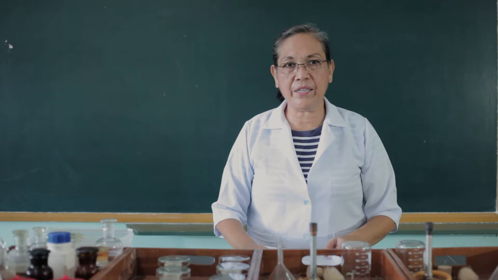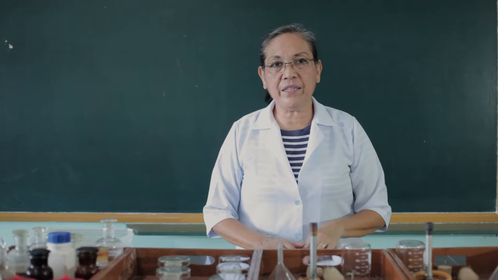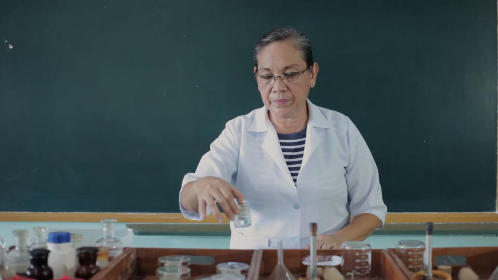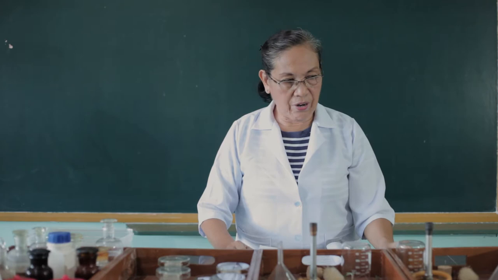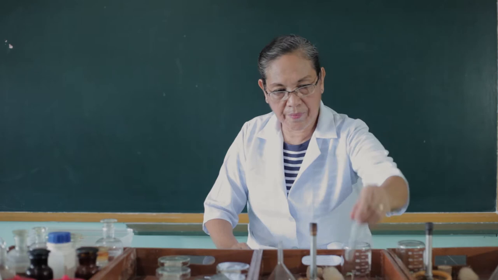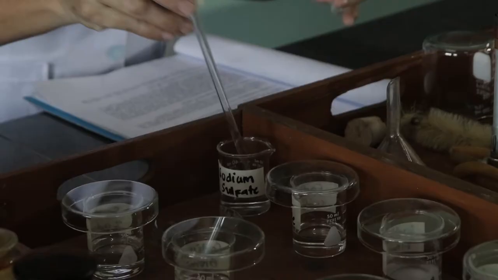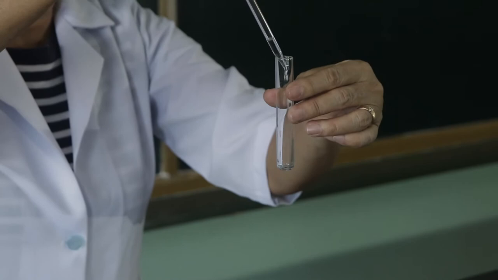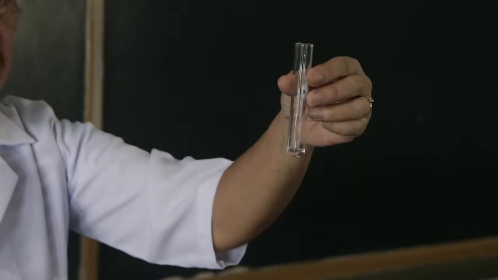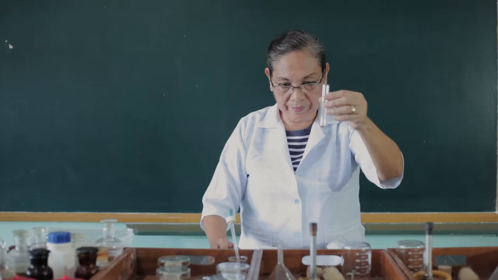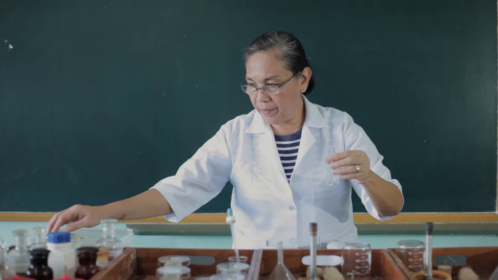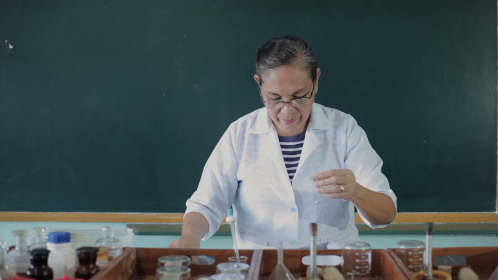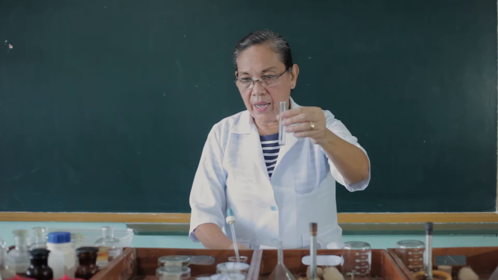So for the first procedure in this activity, we are going to test for the presence of the polyatomic ion sulfate. So let's get sodium sulfate and let's add this with hydrochloric acid. Okay, so this is the sodium sulfate. Let us add this with hydrochloric acid. Let's acidify this with hydrochloric acid.